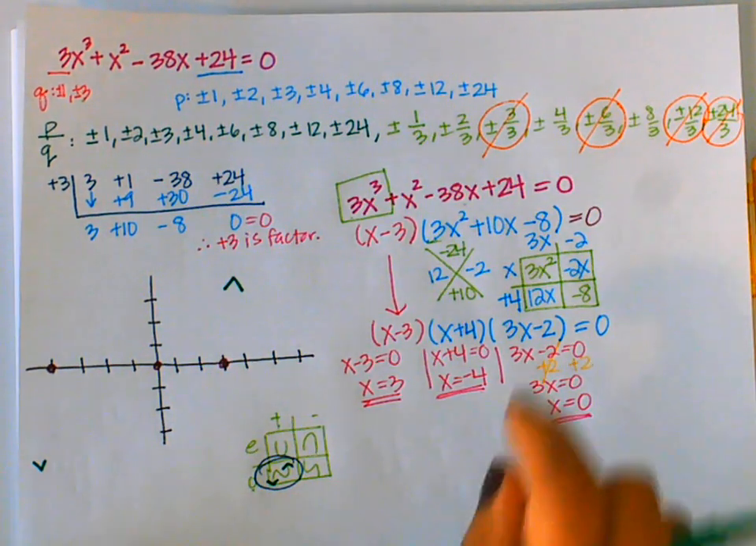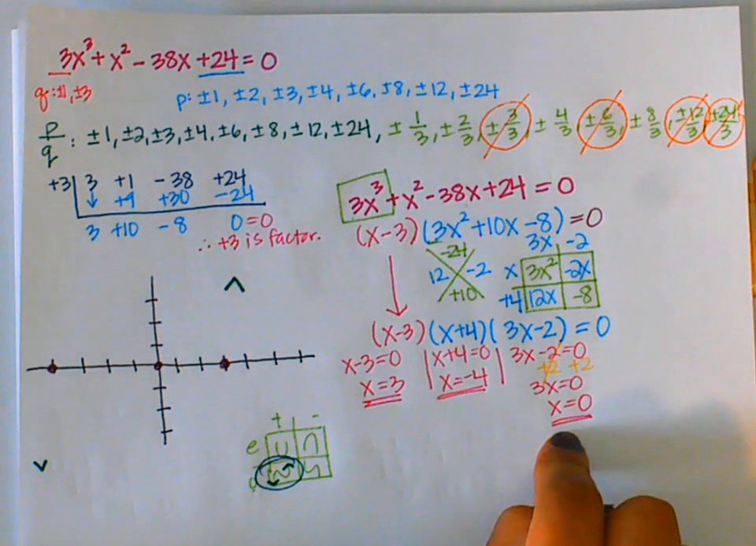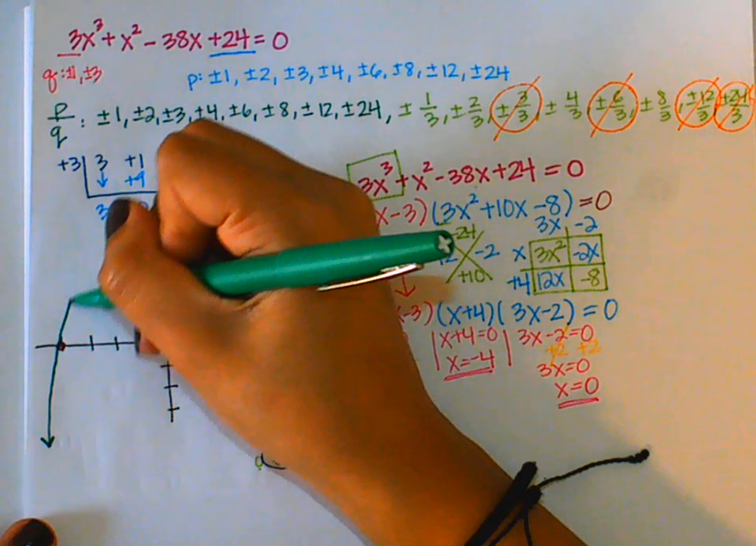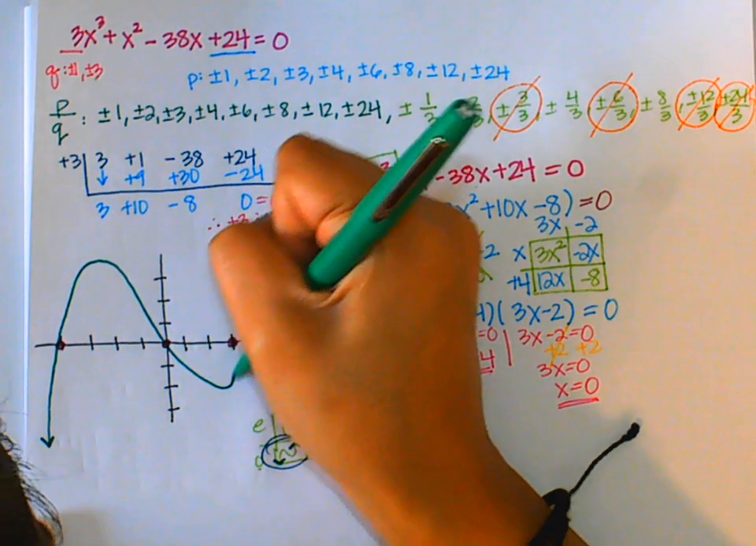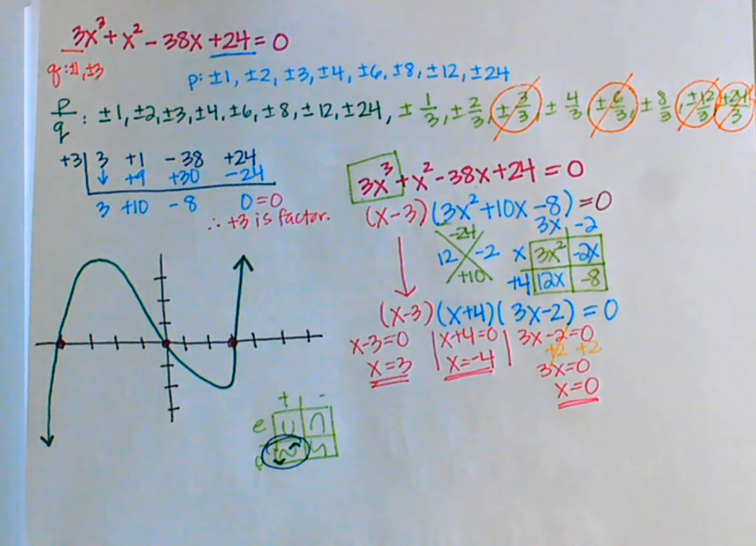Each one of these has a multiplicity of 1, so it's going to go straight through at each of those points. Like this, and like that. And that becomes my sketch.